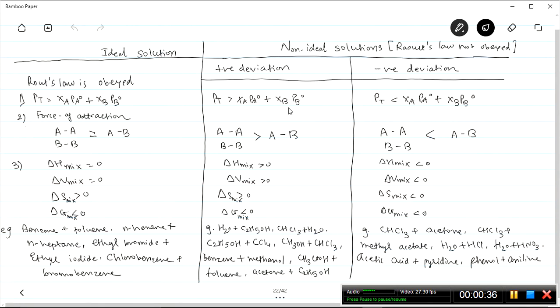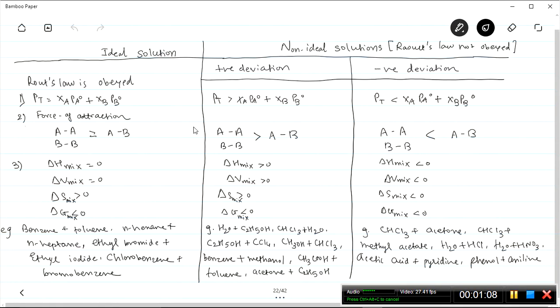Now there are two cases. One is positive deviation and the other one is called negative deviation. So if the total vapor pressure above the solution is greater than what was predicted by Raoult's law, so XA PA naught plus XB PB naught, those solutions are said to have positive deviation. And similarly, if Pt, that is the total vapor pressure above the solution, is less than XA PA naught plus XB PB naught, they are called negative deviated solutions.